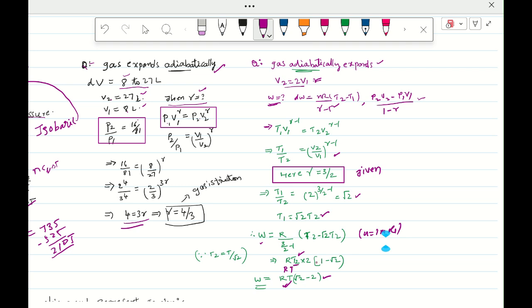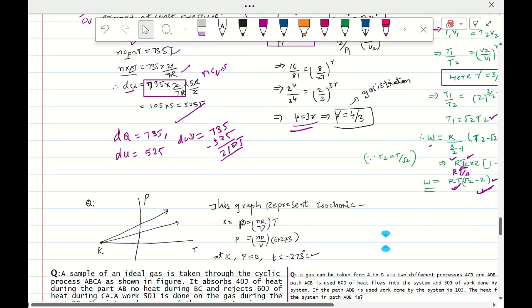So that equal to, in the place of, I will get answer here that equal to R root 2 into 1 minus root 2. So, this is equal to RT into root 2 minus 2. So, this is RT2, 2 minus root 2. In terms of T, if T2 I want to write, T by root 2. So, here T root 2 will come, right? RT into root 2. So, this is the answer.